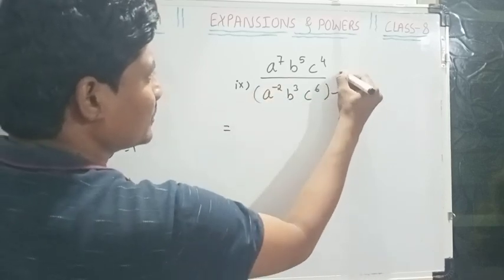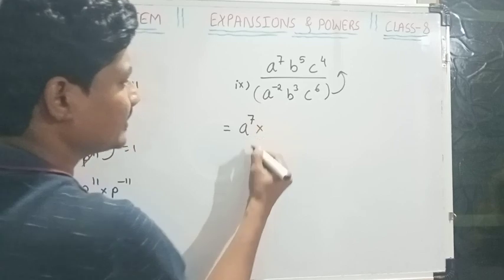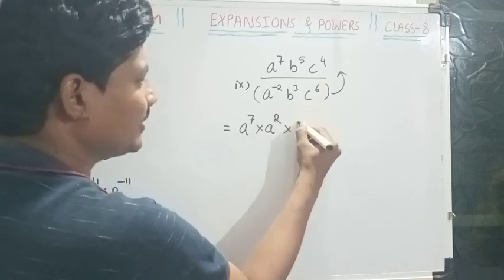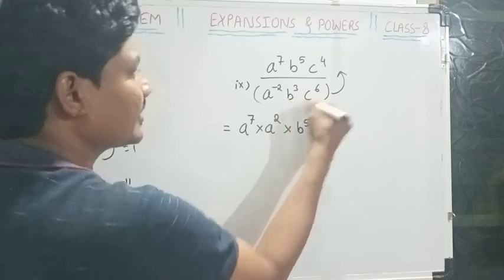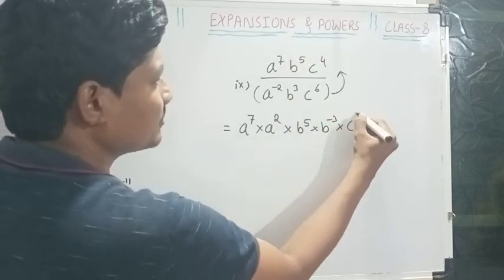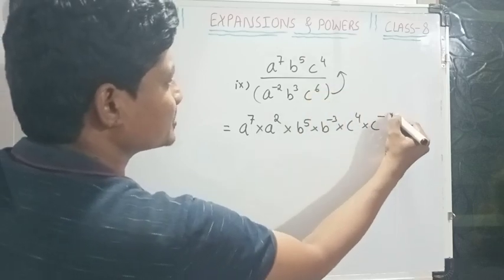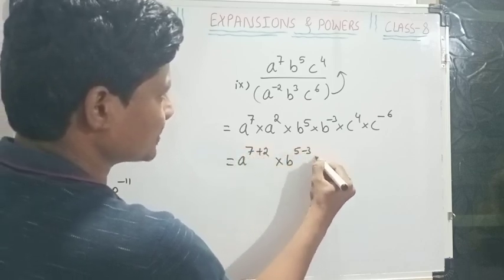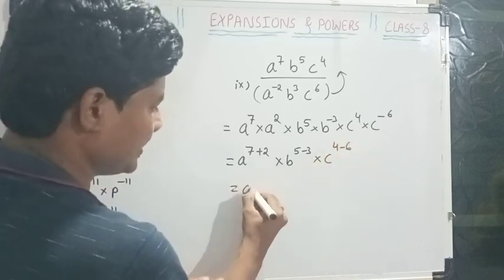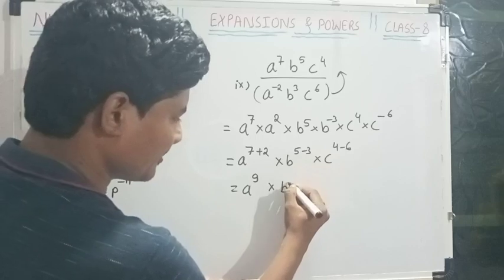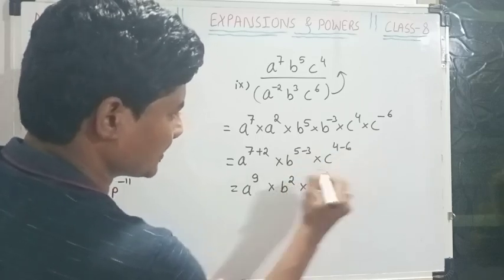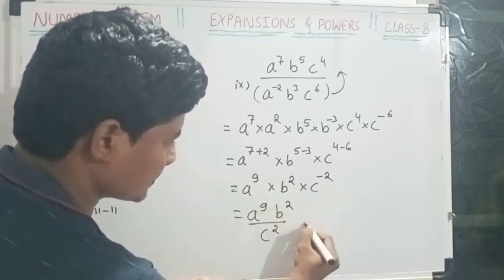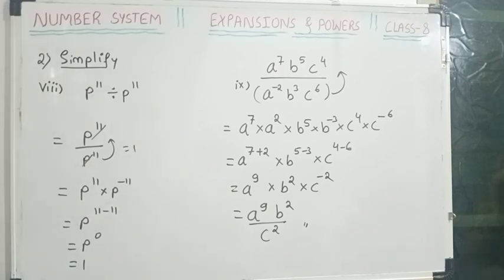Here we go with the next one. I'll take it to the numerator. a to the power 7 into, when it comes to the top, it becomes a to the power plus 2. b to the power 5, when this b to the power 3 comes to the top, it becomes b to the power minus 3. c to the power 4, when this c to the power 6 comes to the top, it becomes c to the power minus 6. a to the power 7 plus 2, 9. b to the power 5 minus 3 is 2. c to the power 4 minus 6. a to the power 9, b to the power 2, b square, c to the power minus 2. a to the power 9, b square, I'll bring this c to the power minus 2 to the down, c square. This is the answer.